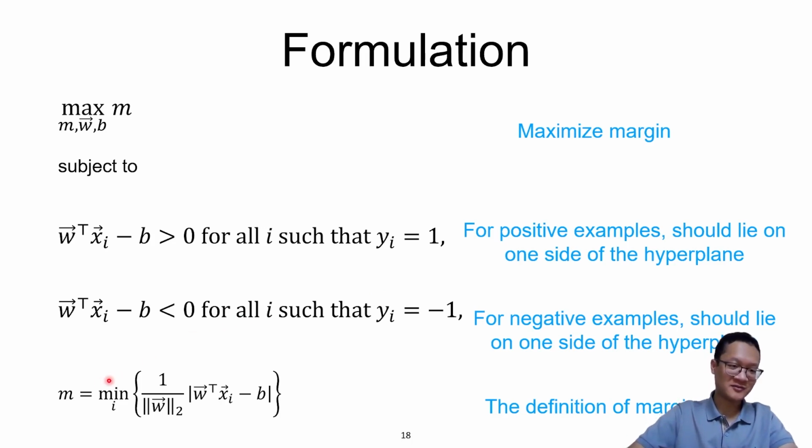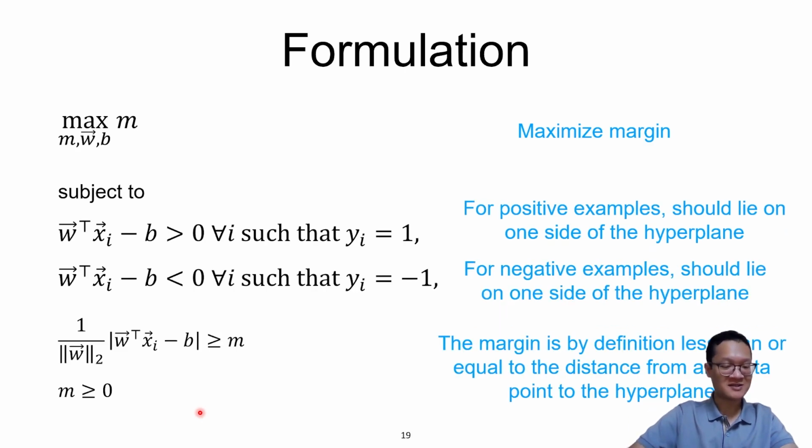Afterwards, the next step was to work on this last constraint over here. So instead of saying m equals the minimum distance of all the data points to the hyperplane, that's actually equivalent to saying the distance of every data point to the hyperplane must be greater than or equal to m, the margin, and m is greater than or equal to 0.